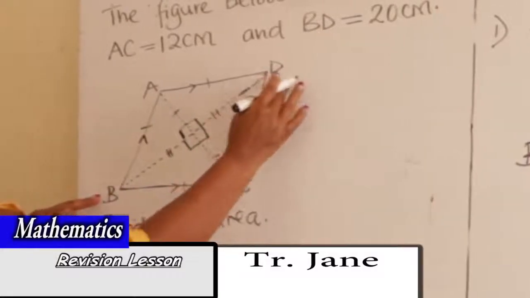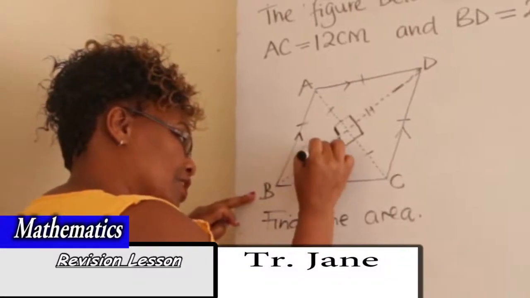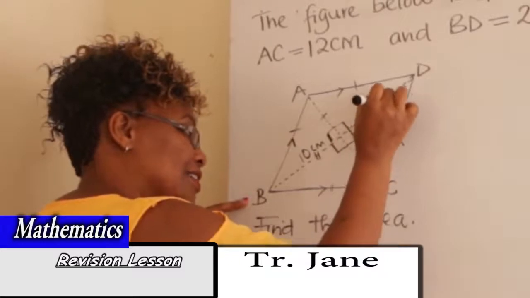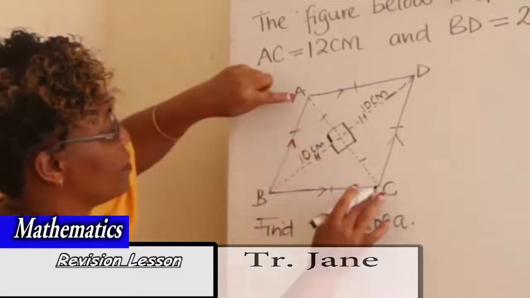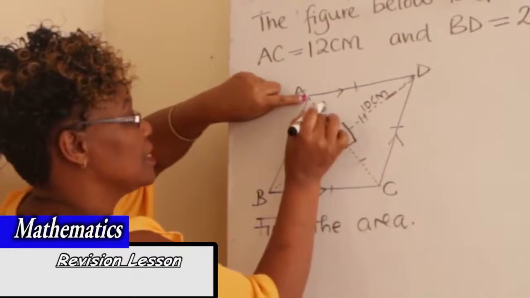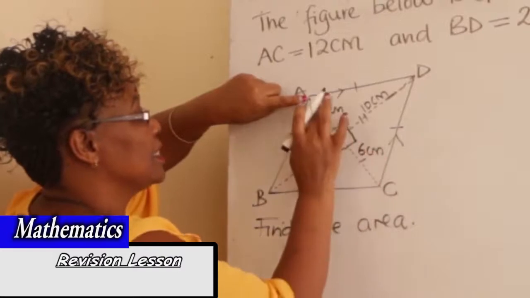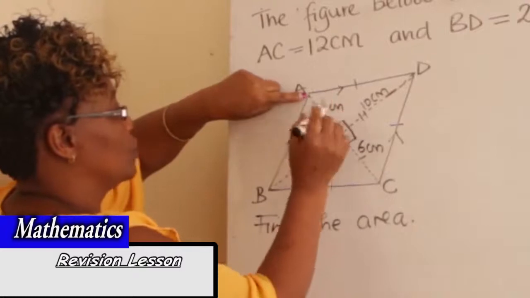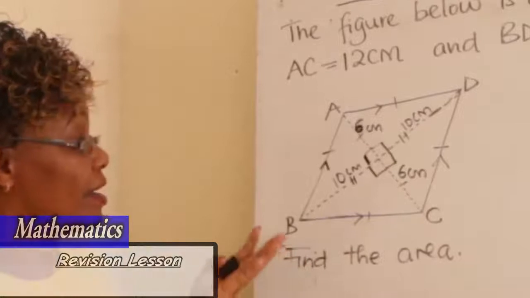So BD was 20, and therefore divide by 2, this will be 10 centimeters, and this will be 10 centimeters. We come to this other diagonal. It was 12, and therefore 12 divided by 2, this here will be 6 centimeters, and this also will be 6 centimeters. Is it visible? 6 centimeters. And therefore, how do we find the area?